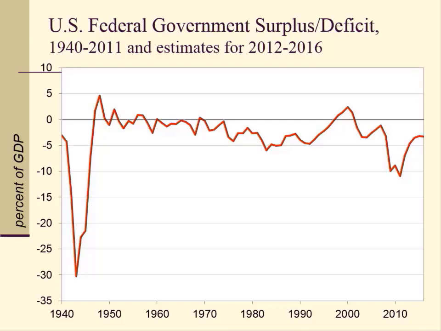So the US government borrowed a huge amount of money to finance the war. But then after the US won the war, the deficit decreased significantly and even went on to surplus for a while. And the budget was close to balanced in the 1950s and 60s. However, it begins a downward trend in the 1970s.